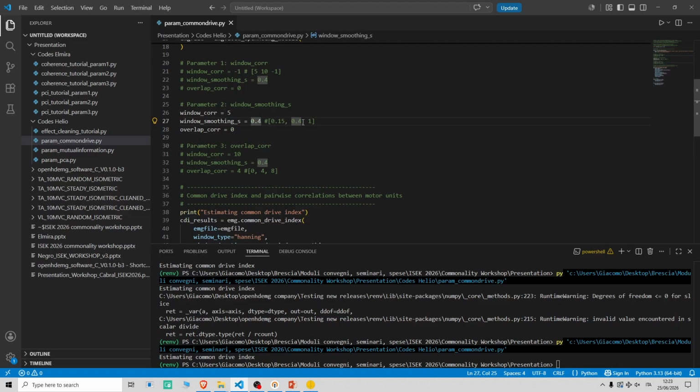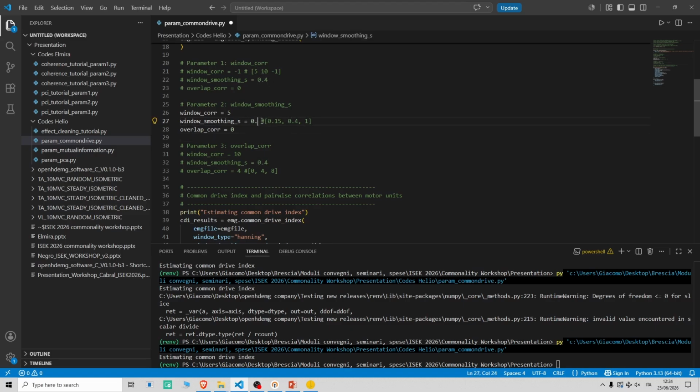The common drive. You mean the time of the signal? Yeah, so I would say that commonly it is done with at least 10 seconds recordings, because in this way you can split into smaller windows and then average across them to have a more stable estimate rather than take just 1 second. But I don't know if you want to comment something. Yeah, please, Francesco.